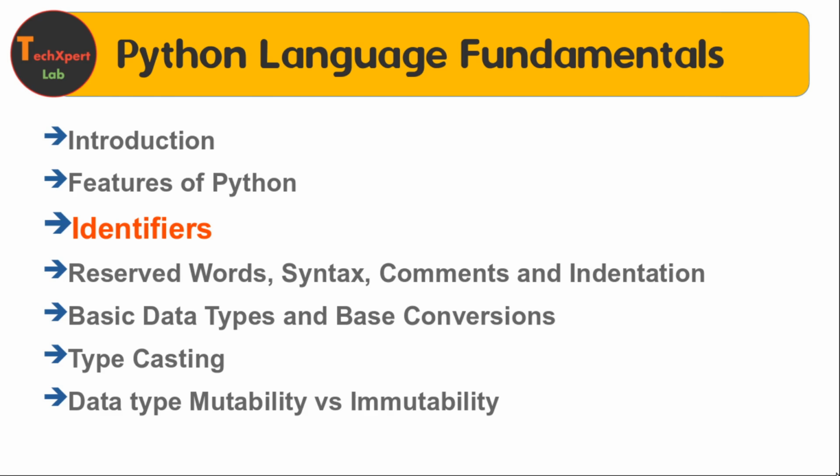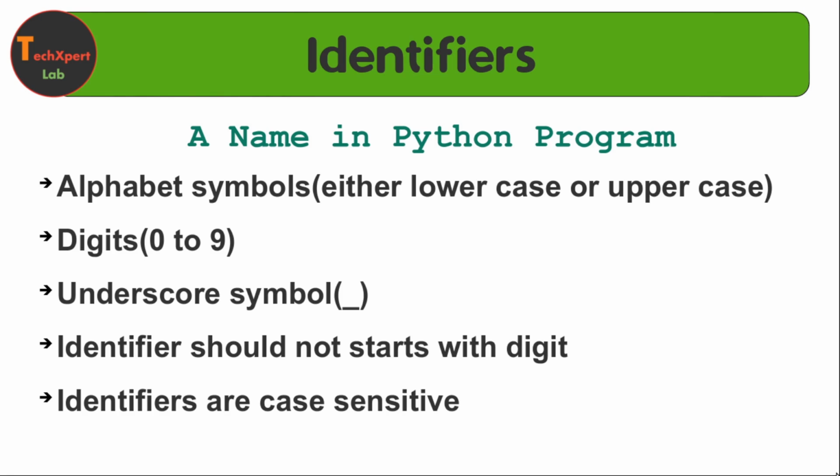Next, let's see identifiers. In Python, the identifier is just a name given to a class, a function, a method, or even a module or a variable. So this is called an identifier. It is just a name given in a Python program. Whenever we use any programming language, there is a set of rules for identifiers. So today let's see all the rules for identifiers in Python with examples.